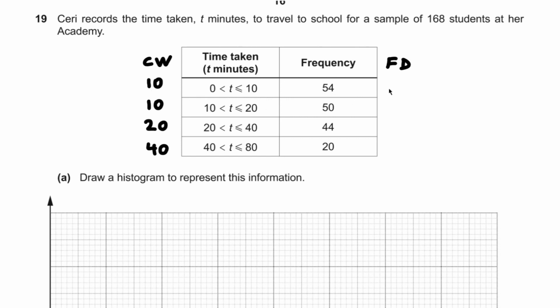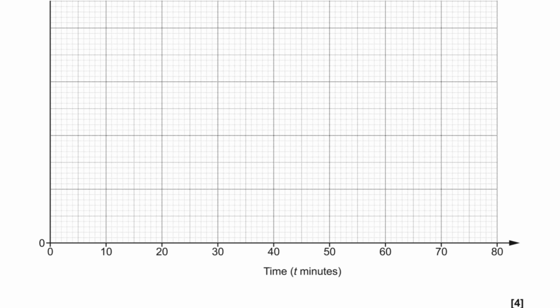54 divided by 10 is 5.4. 50 divided by 10 is 5. 44 divided by 20 is 2.2. 20 divided by 40, that's 0.5. So now when we draw the histogram, we need to first of all create our scale.